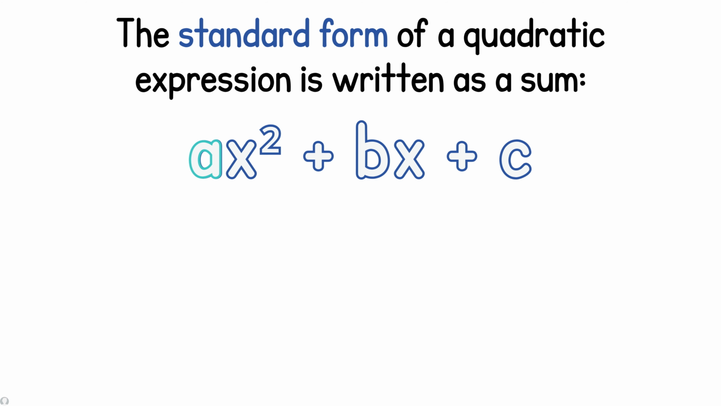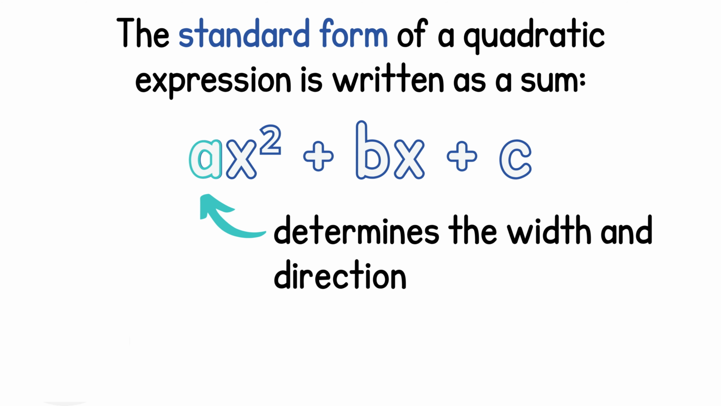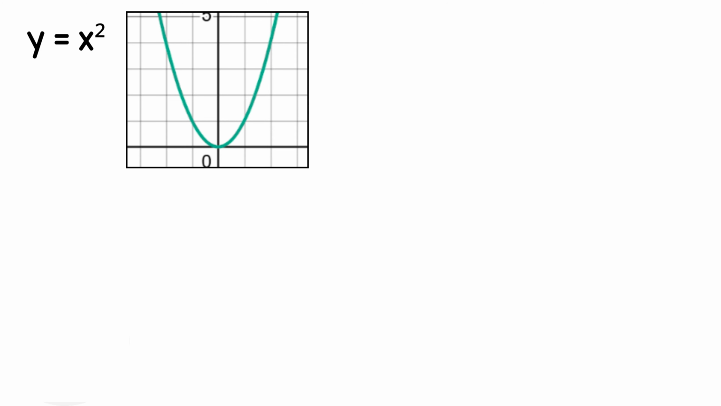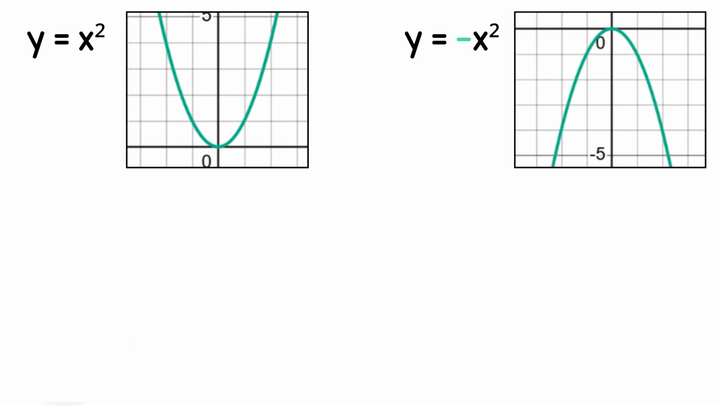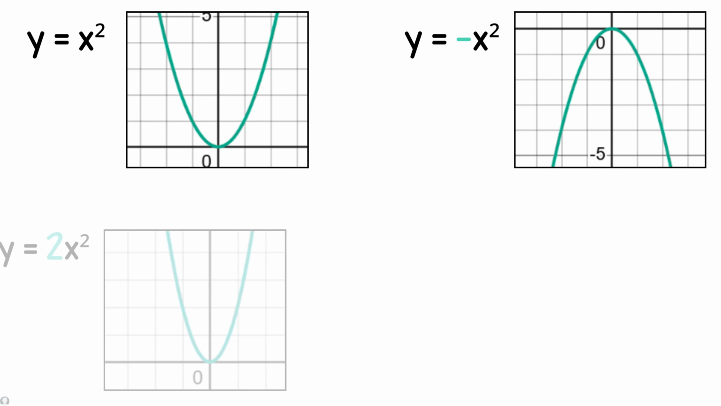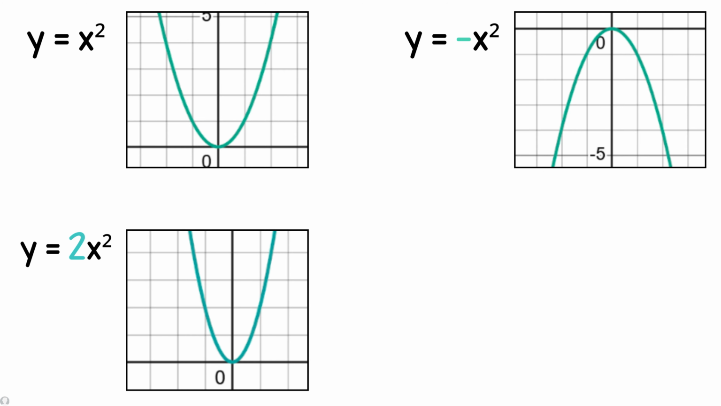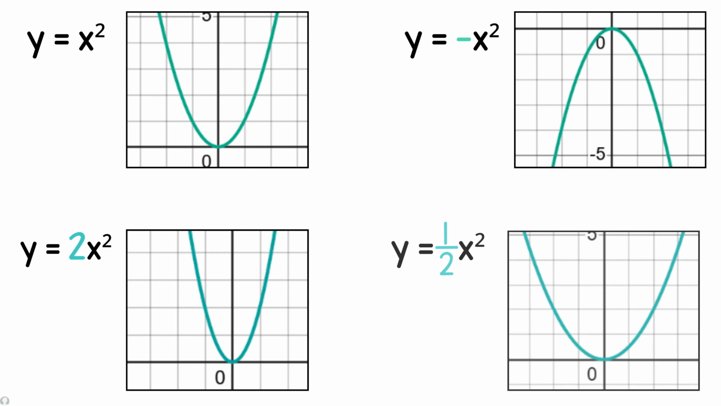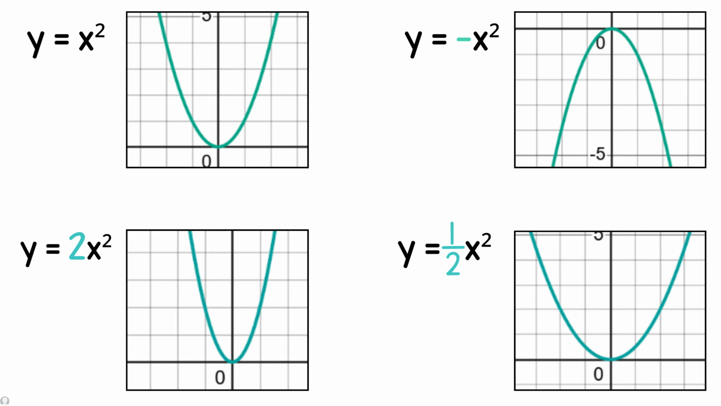If we go back to our standard form of a quadratic expression, we can see that a determines the width and the direction of the parabola. This is the parent function of a quadratic expression, y=x². If our a value is negative, then it turns our parabola upside down. If our a value is larger than 1, in this case we have 2, it's going to shrink our parabola. And if our a value is less than 1, like 1/2, then it's going to stretch our parabola.